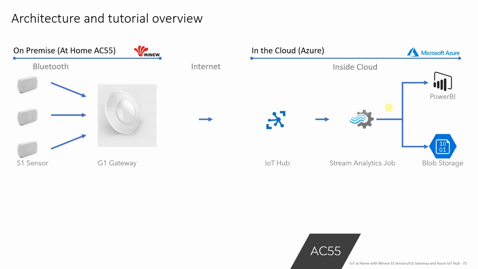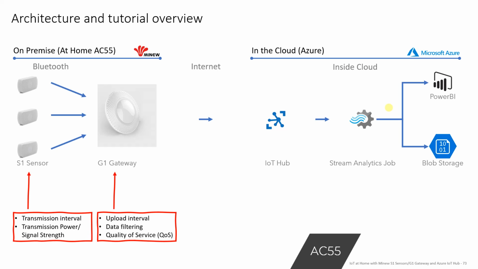So let's just remind ourselves of the architecture. I think I've repeated already that we have a number of S1 sensors. On those, we can change the transmission interval, so the frequency with which it sends data to the gateway, and we can impact the transmission power or signal strength. On the G1 gateway, we can change the upload interval. This impacts directly the number of messages that we use within our tier. We can do data filtering on the G1 device.